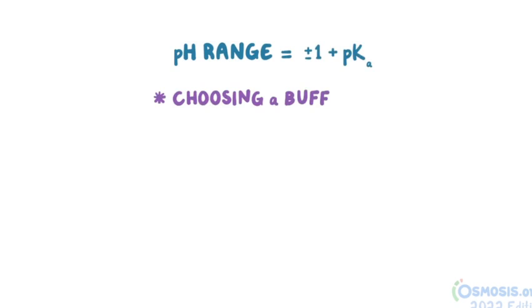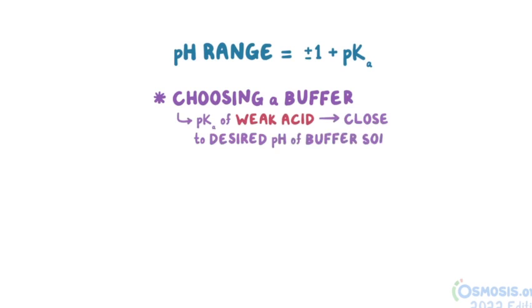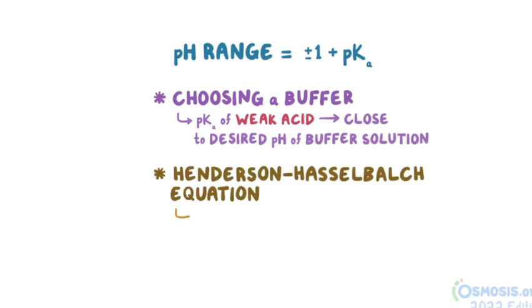The effective pH range of a buffer is equal to plus or minus 1 of the pKa value. Therefore, when choosing a buffer, the pKa value of the weak acid must be relatively close to the desired pH of the buffer solution. Once the identity of the buffer has been chosen, the Henderson-Hasselbalch equation allows us to calculate the exact concentrations necessary to achieve the desired pH.